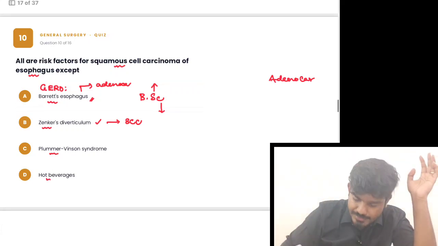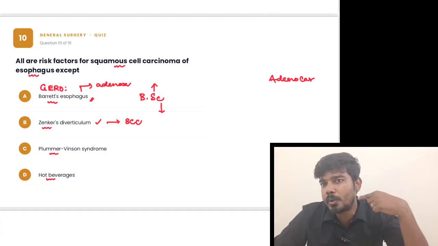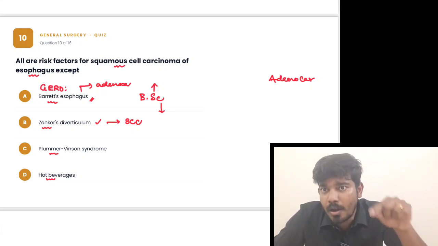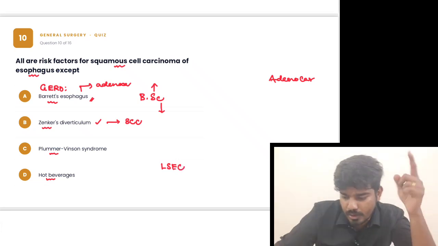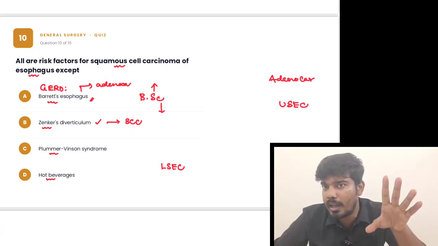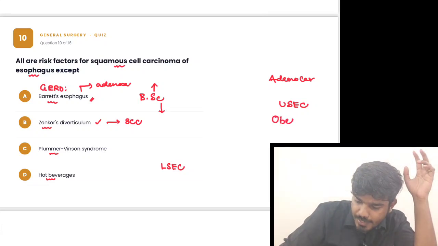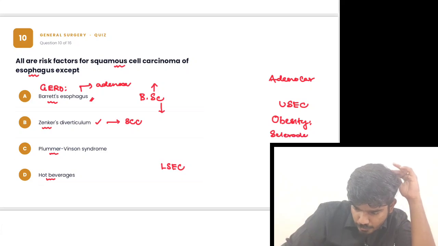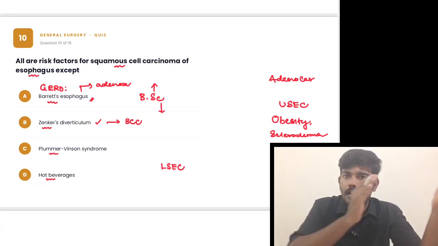Okay, then hot beverages, drinking tea and coffee, alcohol, all these affect the upper one third. All of these cause squamous cell carcinoma. Squamous cell carcinoma is also more common in the lower socio-economic class, whereas adenocarcinoma is more common in the upper socio-economic class. How will the upper socio-economic class be? Usually, they will be obese. So obesity is also a risk factor for adenocarcinoma. Also scleroderma is a risk factor for adenocarcinoma. So based on this we have differentiated the risk factors of the esophagus.